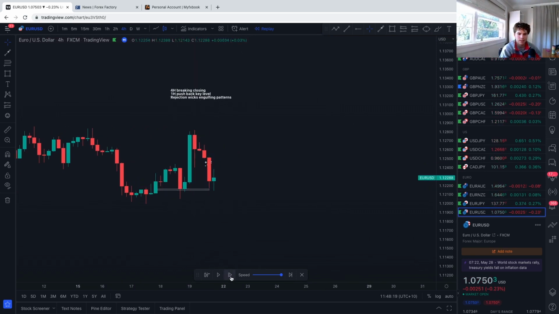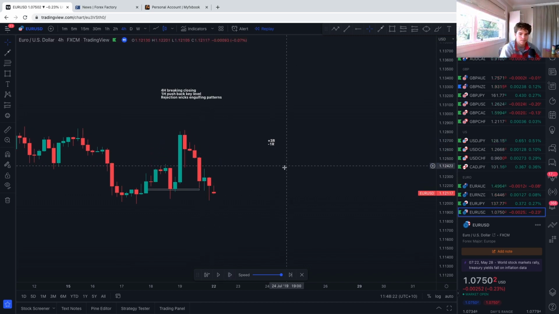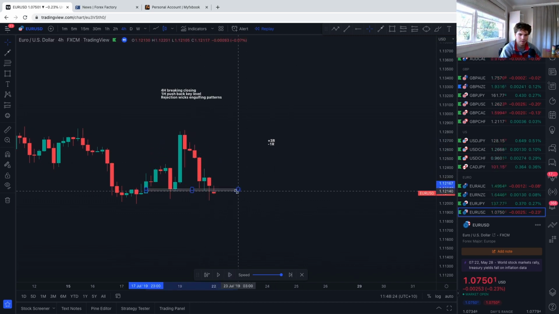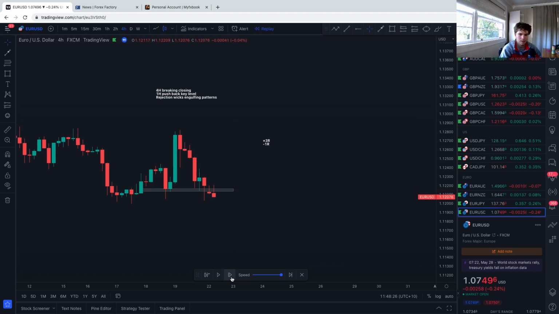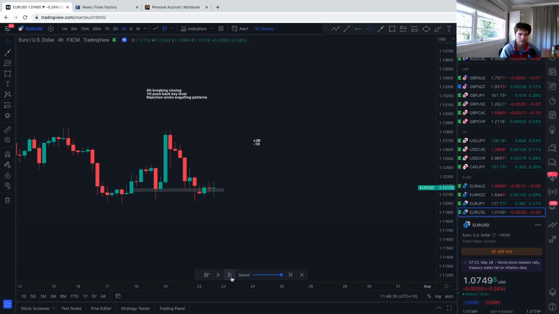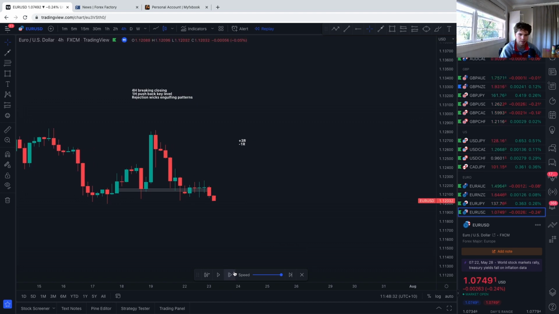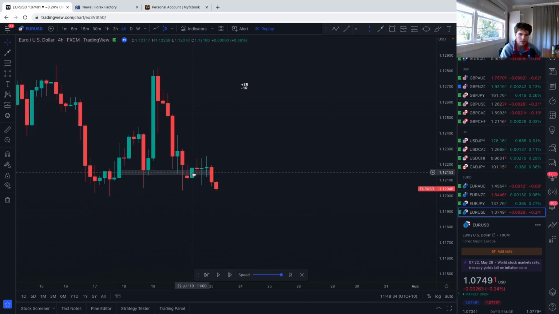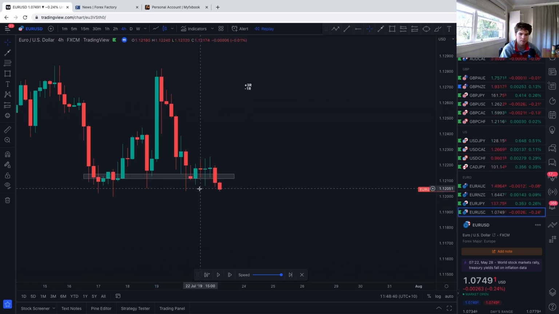So this is really messy structure we got going on here. I'm pretty tempted just to wait for something clear to show here because this is gross. Okay, here we go. So we've broken below this previous low, this previous structure over here with this 4H.